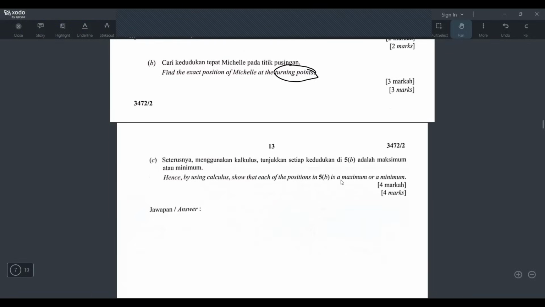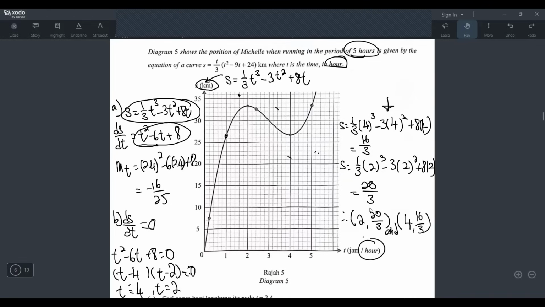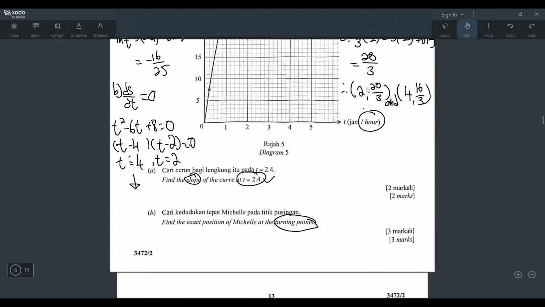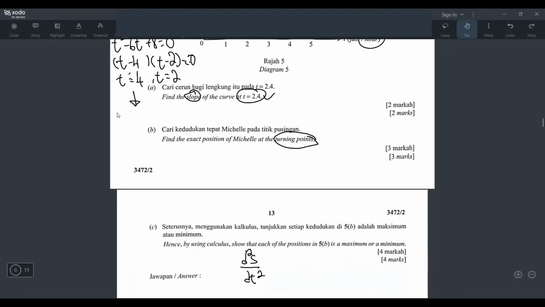Hence, by using calculus, show that each of the positions is a maximum or minimum. So we all know for C we have to do the second derivative, right? To determine which one of these 2 points is maximum and which one is minimum. So I think I can do C now, then I will know which point is which already, right? Okay, let's try.